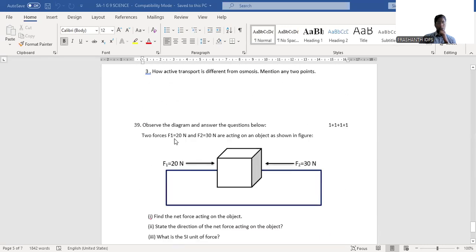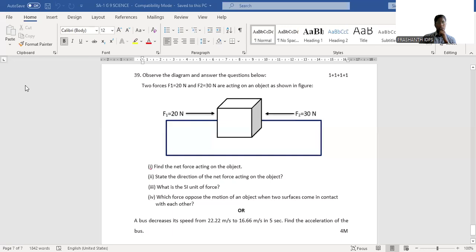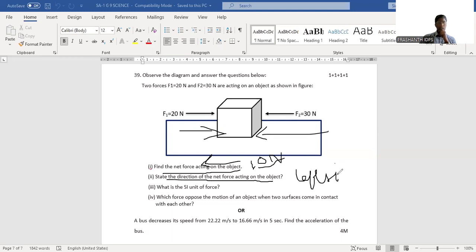Let us go to the last one, the 39th question. Find the net force acting on the object. What is the net force? This side F is 20 and here 30. So what will be the net force? 30 minus 20, 10 newtons towards the left side. And state the direction of net force. Here, 10 newton net force and the direction is towards left.